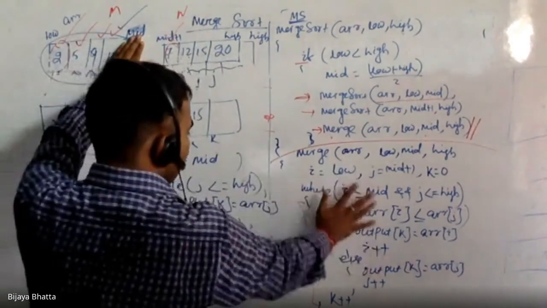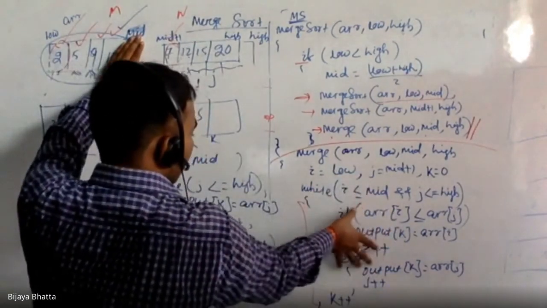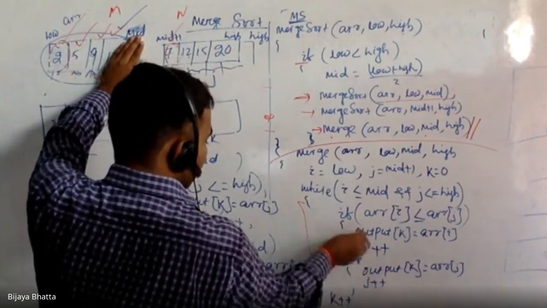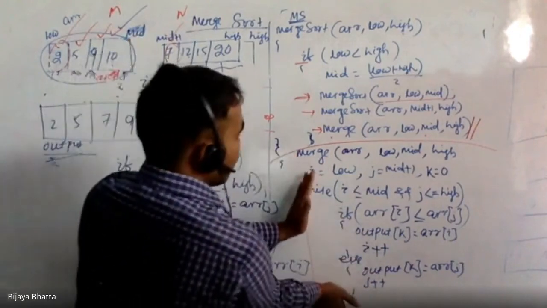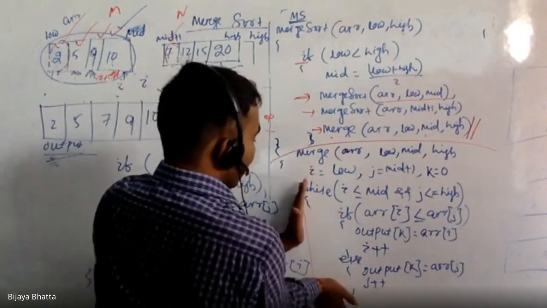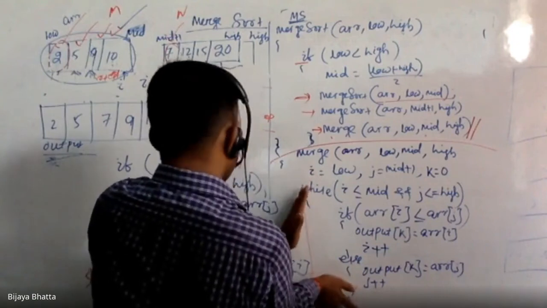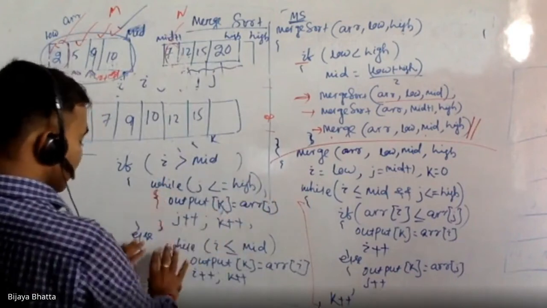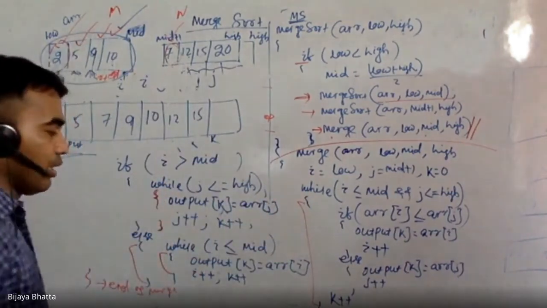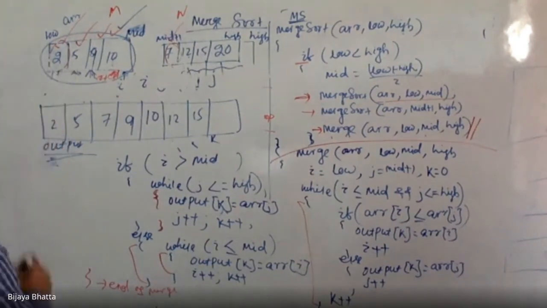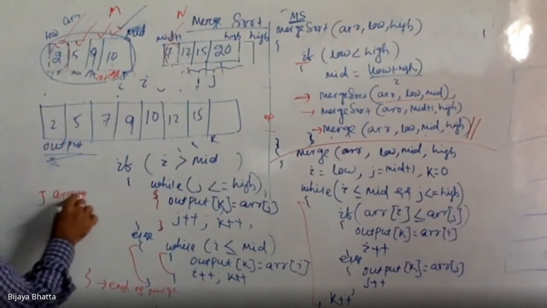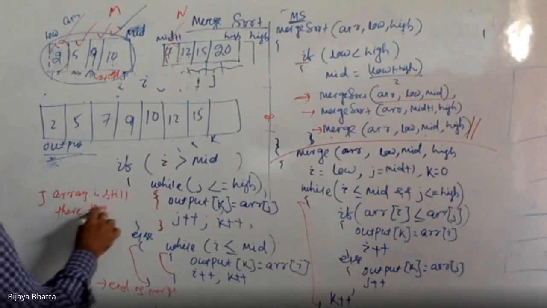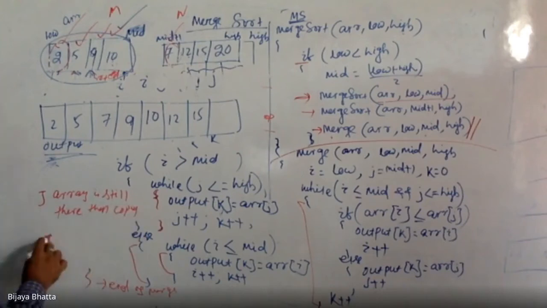So if both arrays contain elements, we are comparing, whichever is the smaller element, we are putting into the output array, whether it is the i element or else the j element, whichever is the smallest. Once one of the arrays is completed, then we will come out of this while loop. If the j array is still there, then we will copy the j array. If the i array is still there, we will copy the i array. Same thing.